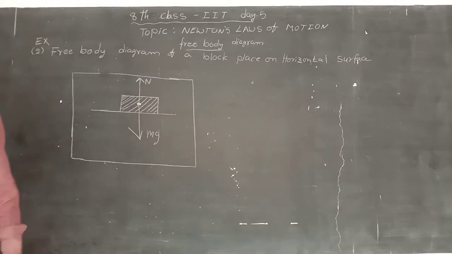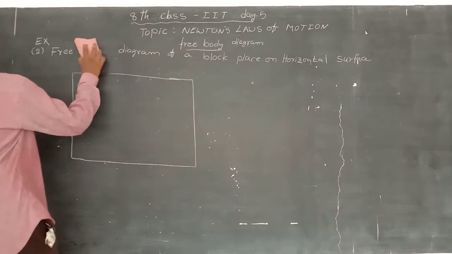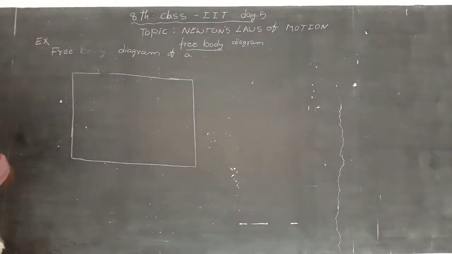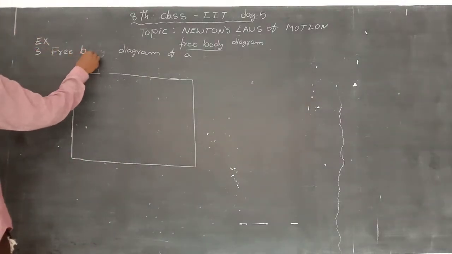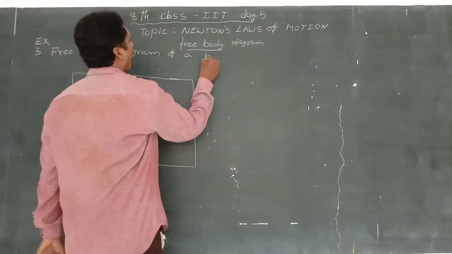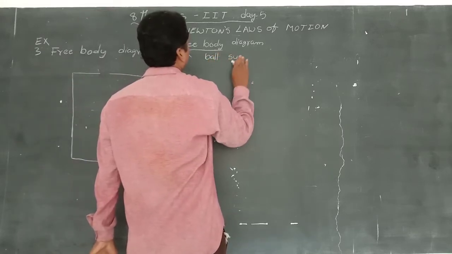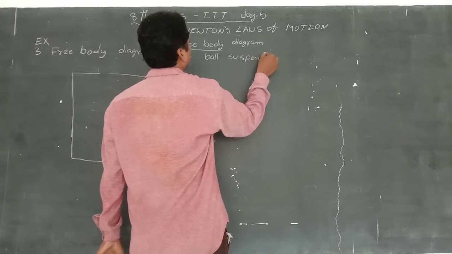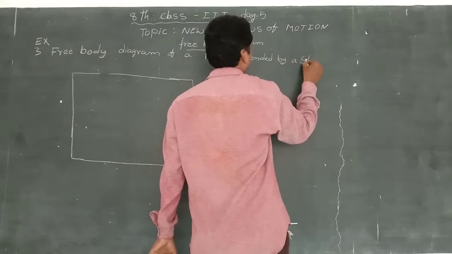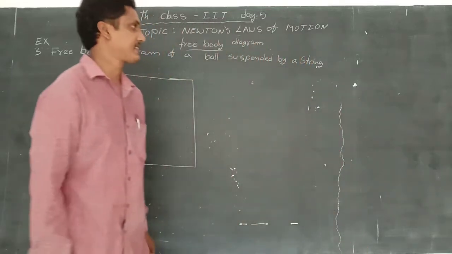So, third example. Free body diagram of a ball suspended by a string.